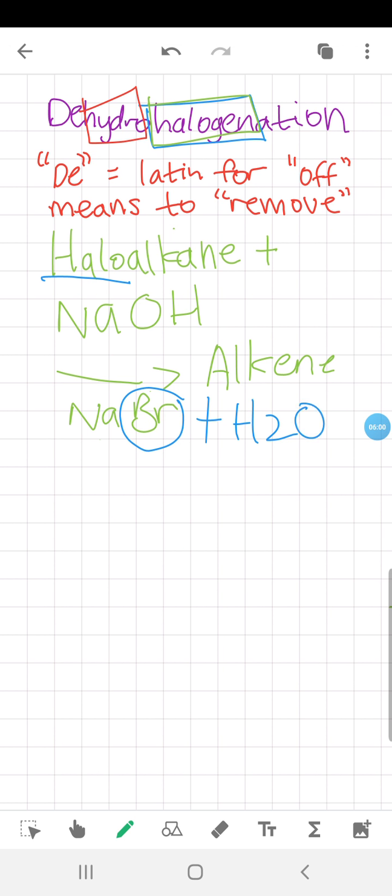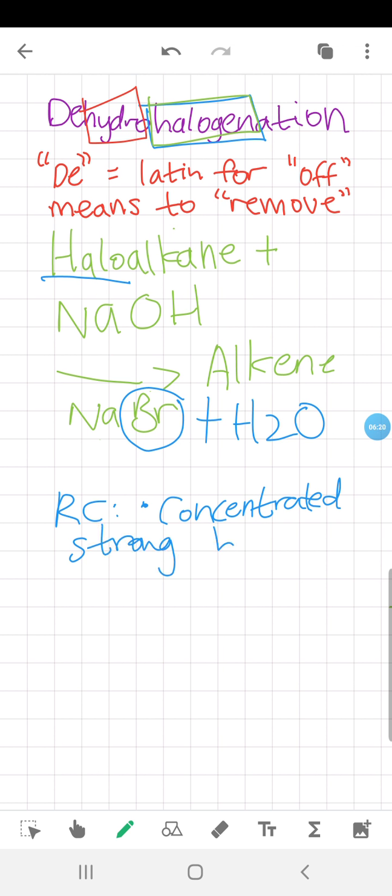There are reaction conditions for dehydrohalogenation. I'm just going to write RC for reaction conditions. I think there are 3 of them actually. So you need to use a concentrated strong base, as I said, which would either be potassium hydroxide, KOH, or lithium hydroxide, or sodium hydroxide, as I've used here. So concentrated strong base, dissolved in ethanol.